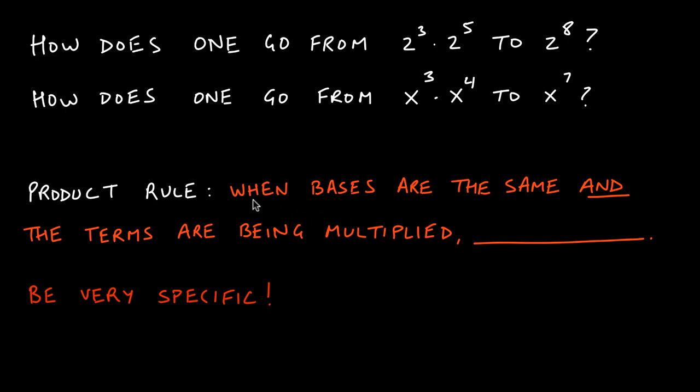Just to prime this, there are 2 conditions that need to be satisfied for the product rule to be used. The bases need to be the same, and that implies that both conditions must be true, not just one of them, but both of them. And the terms are being multiplied. So what happens if the bases are the same, but the terms are not being multiplied? Well, then the product rule doesn't apply. It might be that some other rule works, but the product rule does not in that case.